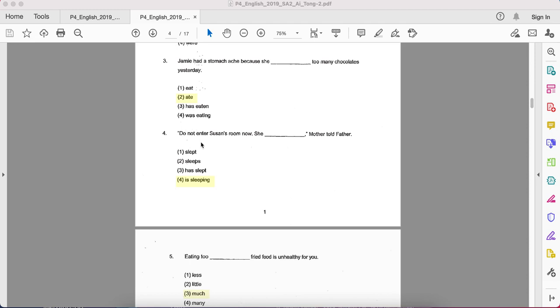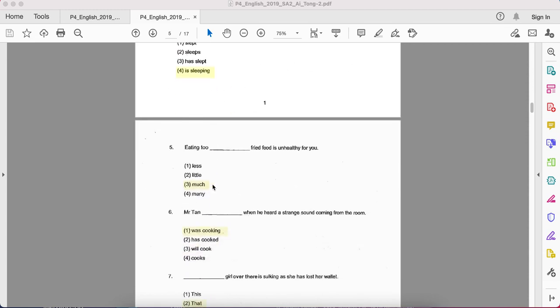She blank, and mother told father. All right. So if you want to fill in the blank, you can look at the options, and it's got option number 1: slept, sleeps, has slept, is sleeping. All right. So this is obviously the present tense you're referring to. It's a conversation that's going on. Mother's talking to father here. So do not enter Susan's room now. She is sleeping is the most appropriate answer.